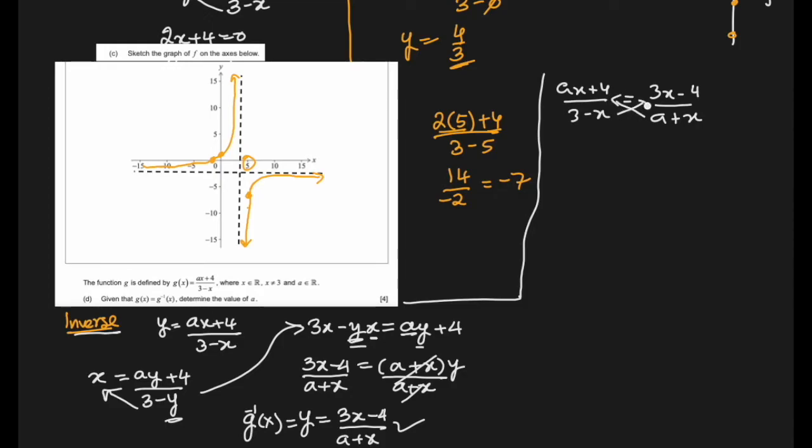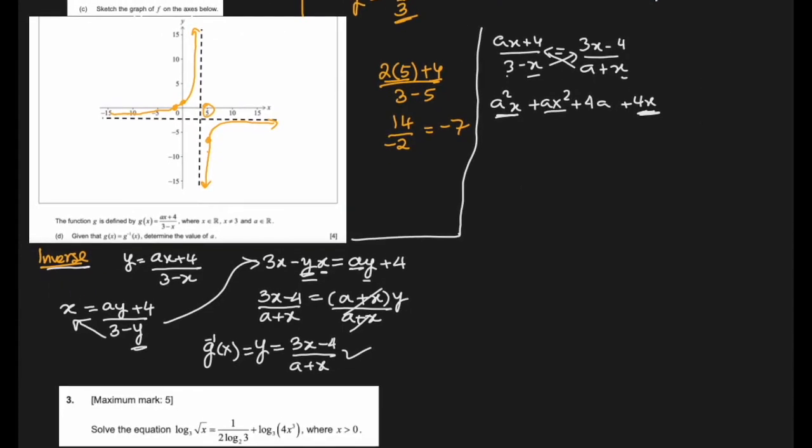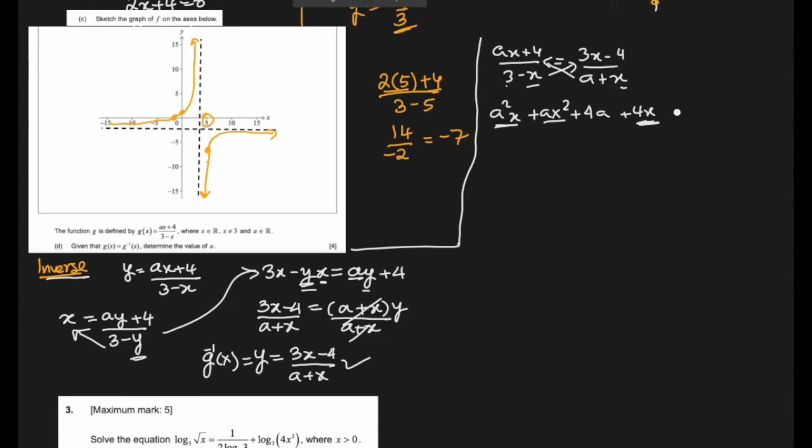So we'll cross multiply again. So it becomes a squared x, and x multiplied by ax is ax squared, plus 4a, plus 4x, equal to what? 3 times 3x, 9x. 3 times minus 4 is minus 12. Minus x times 3x is negative 3x squared. And negative x times negative 4 is plus 4x.